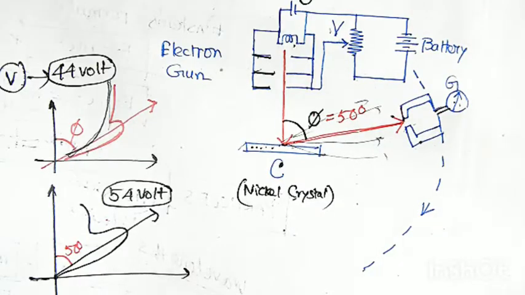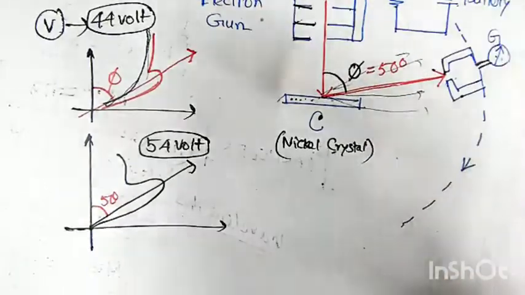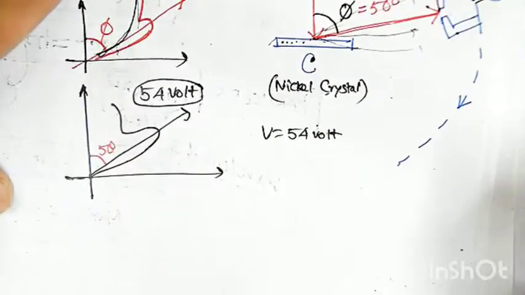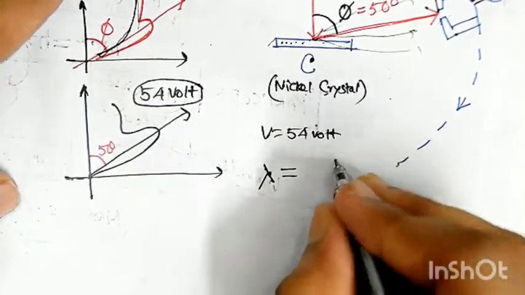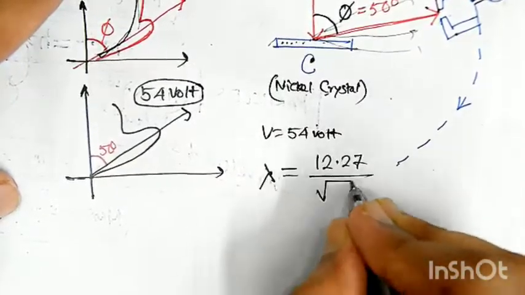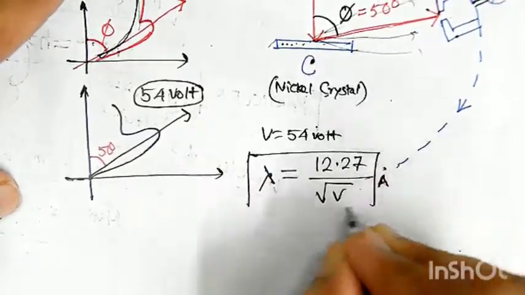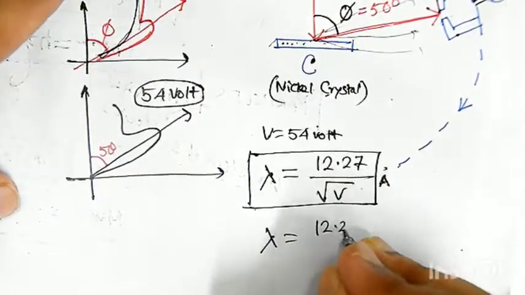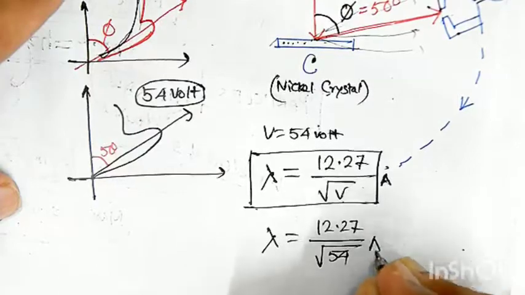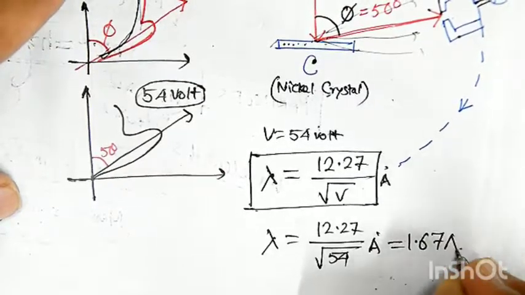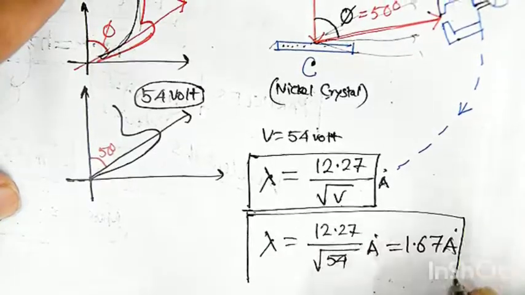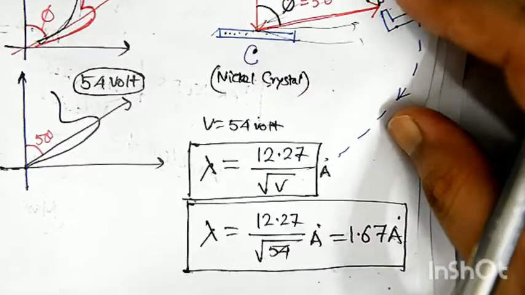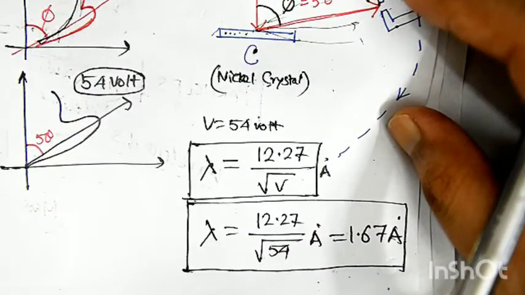is maximum. So we had the formula that if the voltage is 54 volt, then the corresponding wavelength, the formula we calculated, is 12.27 by square root of V Angstrom. We can put the value of V as 54, and we get 12.27 by square root of 54 Angstrom, which comes out to 1.67 Angstrom. This was the estimated wavelength of the electron using the Davisson Germer experiment.